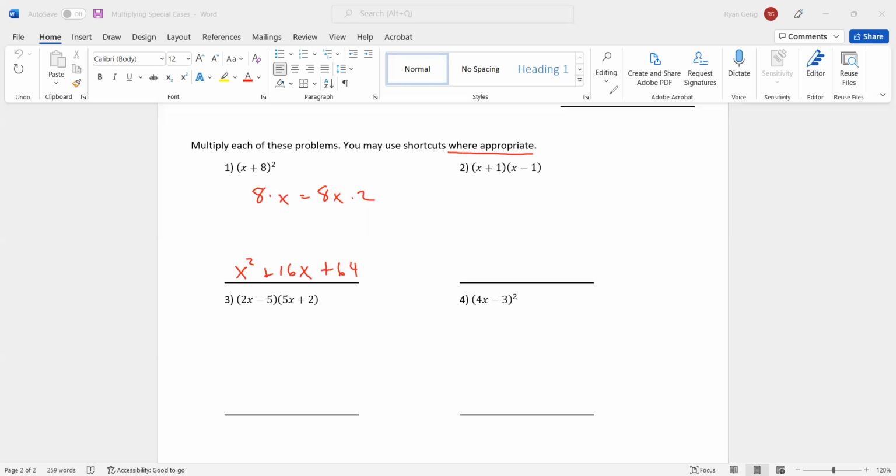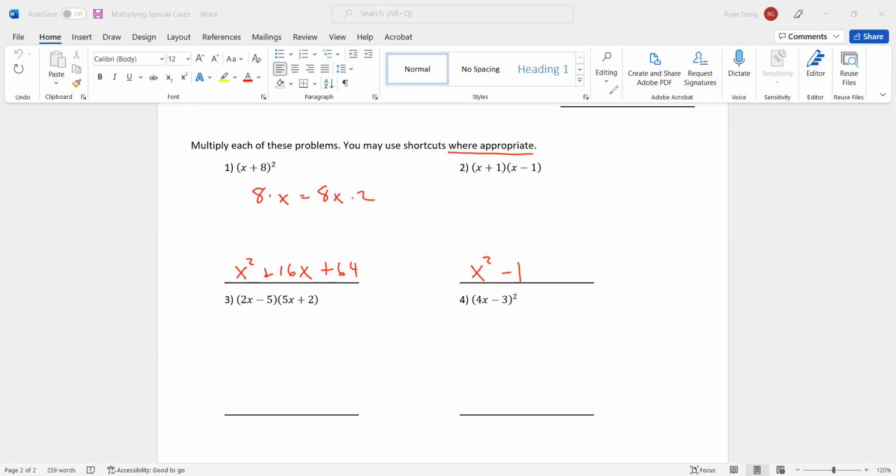Boom, done. Is number 2 a special case? Yes, x and x are the same. 1 and 1 are the same except for the sign. It's the second one. Middle term is going to cancel. So x times x is x squared. 1 times -1, -1. Done.